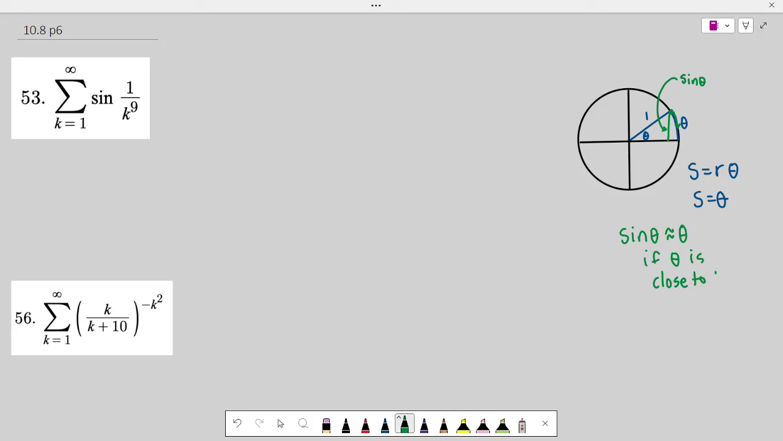Isn't there something in physics about this as well? Probably, changing sine of x to just x. Yeah, exactly, when you're near 0, you can change sine of x to x. Okay, so just so that that's in your mind.